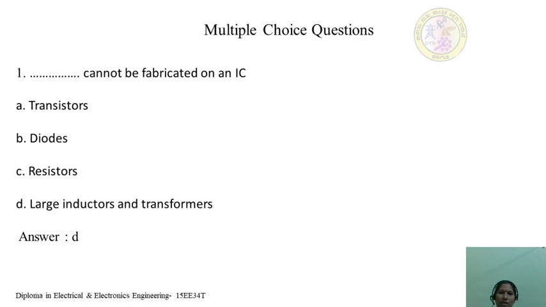When I was explaining the definition of the ICs, I already explained that the transistors and diodes are the active devices. These two can be easily fabricated in an IC, and the resistor is a passive device. This can also be easily fabricated in integrated circuits, but the large inductors and the transformers are very large in size when compared to the integrated circuits. The correct answer for this question is option D, that is the large inductors and the transformers.